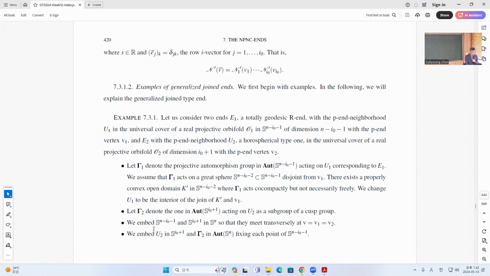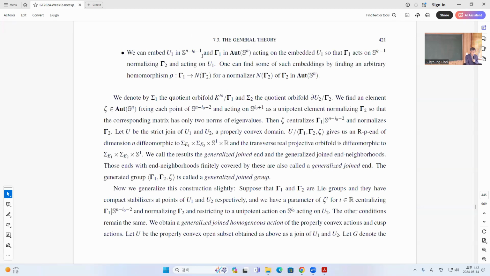And then you can embed this S^(n-I0) and S^(I+1) in S^n so that they meet transversely here. And then U2 can be embedded here, and then the gamma 2 can be embedded so that it fixes every point in this complementary space. And so U1 also here, and then gamma 1 acting on embedded U1, so that gamma 1 in this space normalizes gamma 2 and acts on U1.